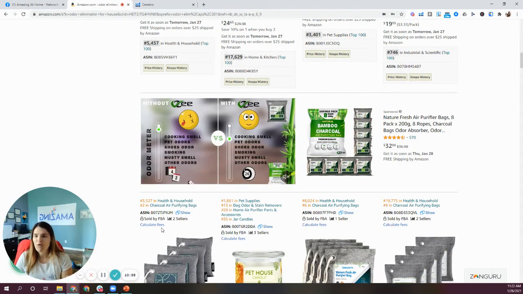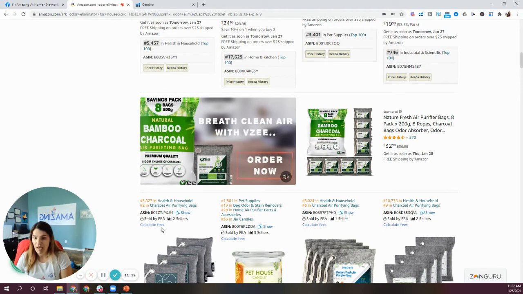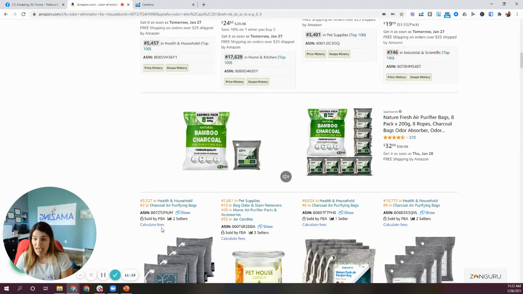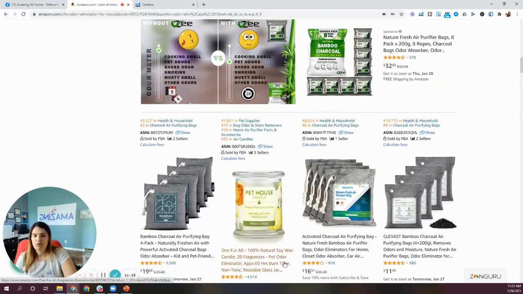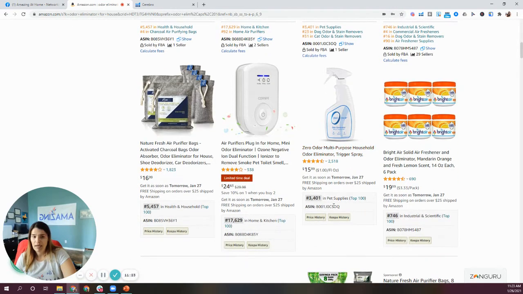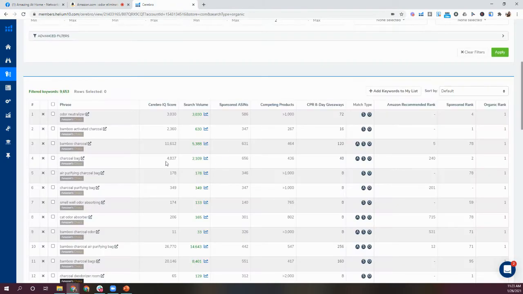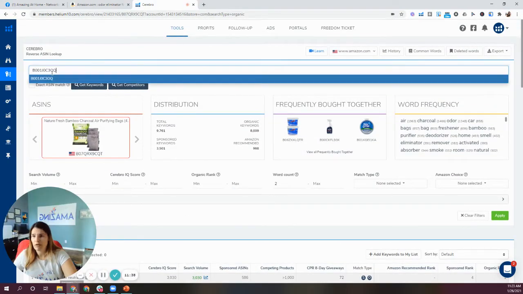Focus on being the charcoal bag that's made for odor eliminating in shoes instead of being just a charcoal bag, right? Because there's so much competition there. So really look at the opportunities that you have, study the competitors on that page, right? If I were to, for example, take this zero odor multi-purpose household trigger spray, and they're in pet supplies, right? If I were to reverse search them, let's just do that real quick. I might also discover some really cool keywords that I could use here.